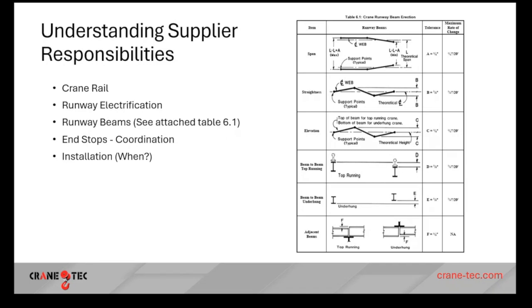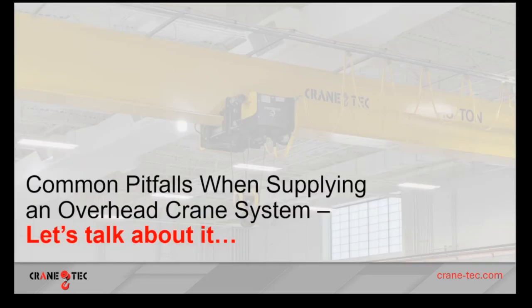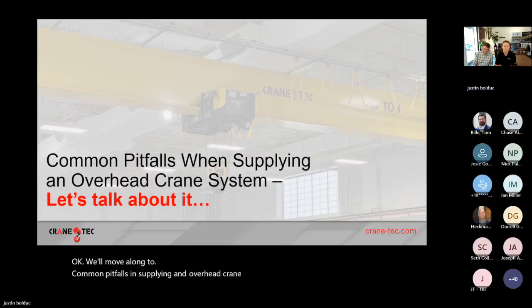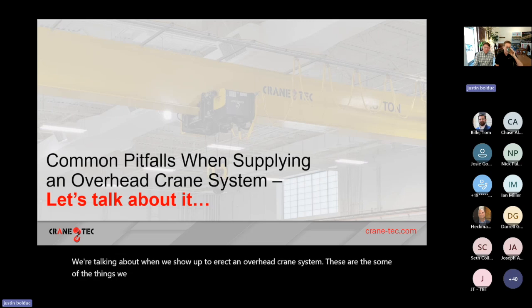Okay. Anything else on that? Okay, we'll move along to common pitfalls in supplying an overhead crane system. Common pitfalls. Well, we're talking about when we show up to erect an overhead crane system, these are some of the things we run into. Sometimes the garage doors can be in the way. There are radiant heaters overhead.